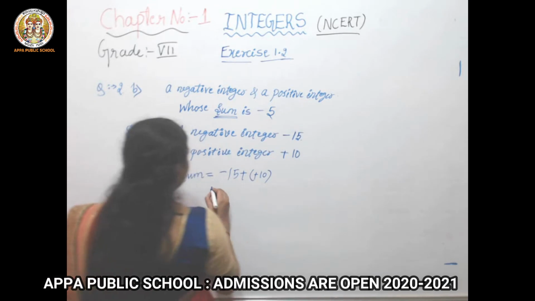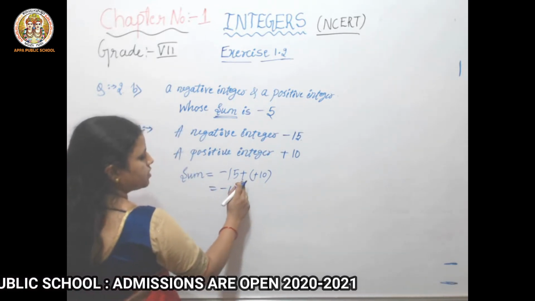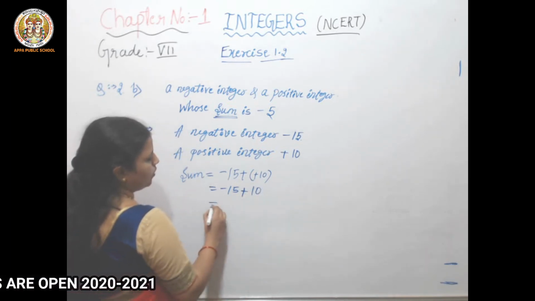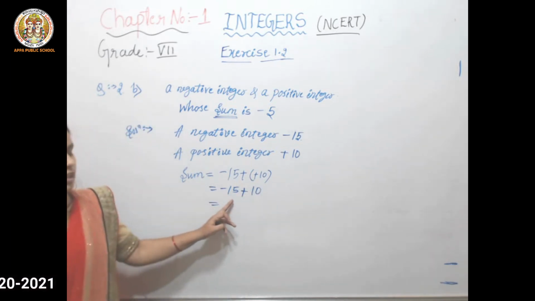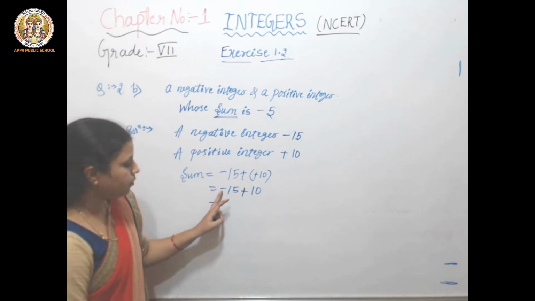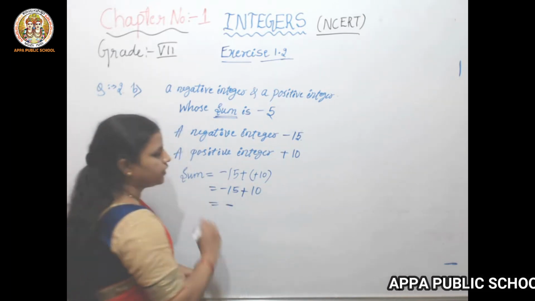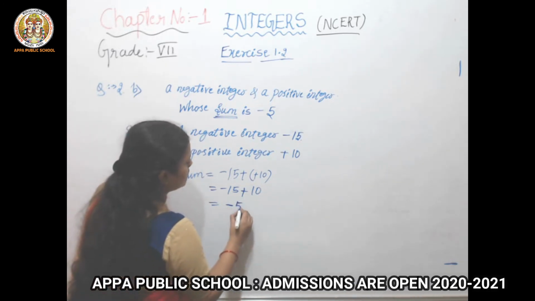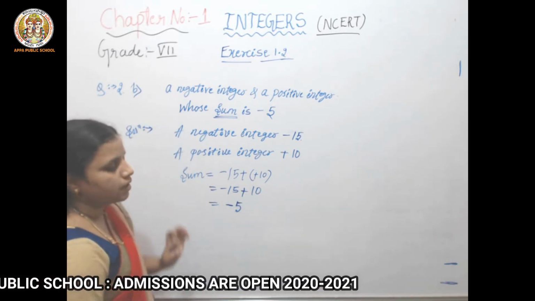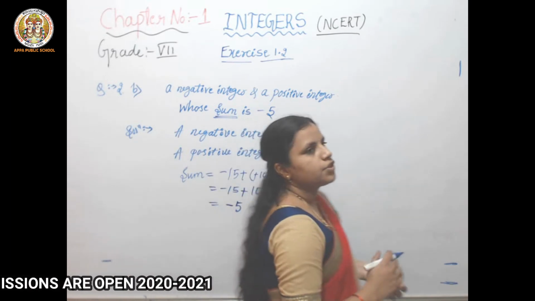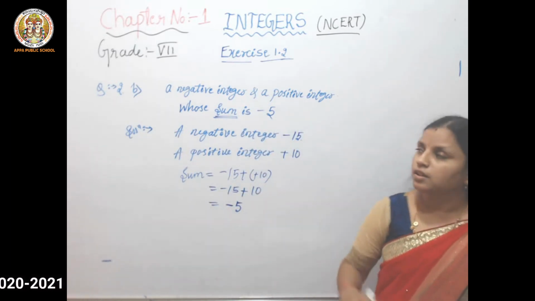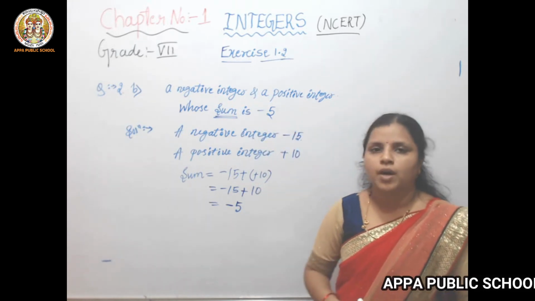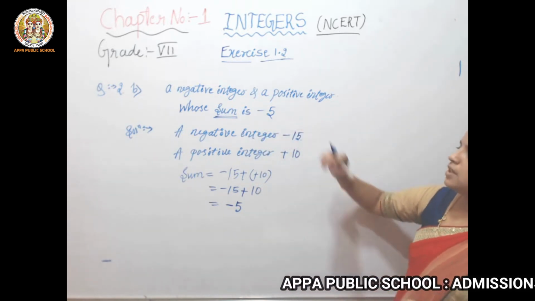Clear? Now -15 plus into plus as plus 10. So -15, 10: 15 is the greater number, it is with the minus sign. So the result is also negative. So 15 minus 10 is 5. This is regarding the B. What is the B question? You should take a positive integer and a negative integer whose sum is minus 5.